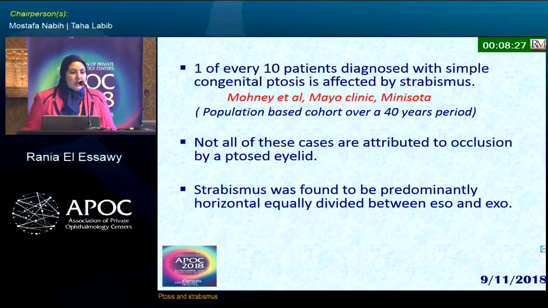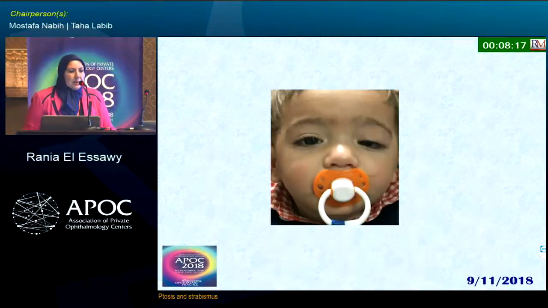Strabismus was found to be predominantly horizontal, equally divided between esodeviation and exodeviation, and if there is a vertical deviation, it is usually associated with horizontal deviation. Such a patient presents with left congenital ptosis, but as we can see, there is a minimal esotropia of about 15 prism diopters. The lid is closed, it might be covering the pupil or visual axis, but it actually does not preclude vision.